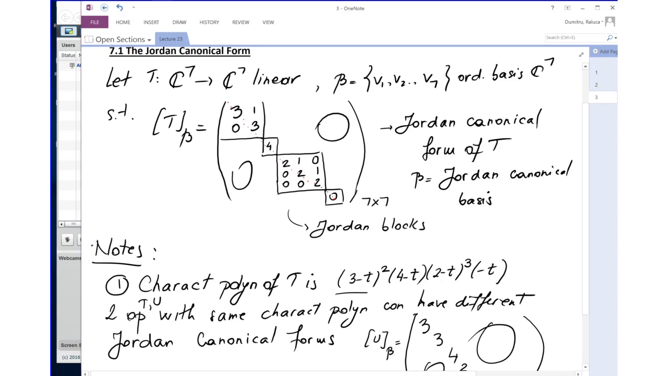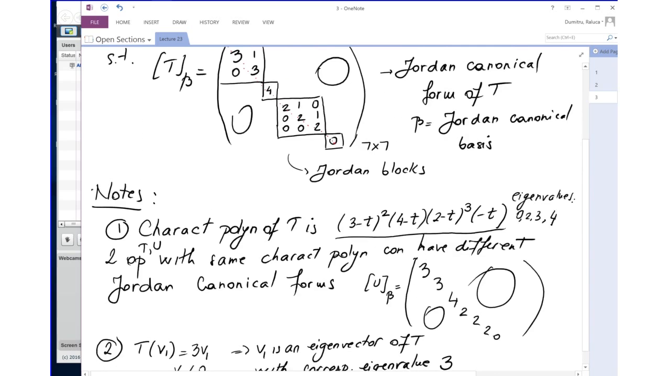This is the characteristic polynomial, right? So I know what the eigenvalues are, right? The eigenvalues will be 0, 2, 3, and 4. Because those are the zeros of the characteristic polynomial of T. And they are placed on the diagonal there, right?